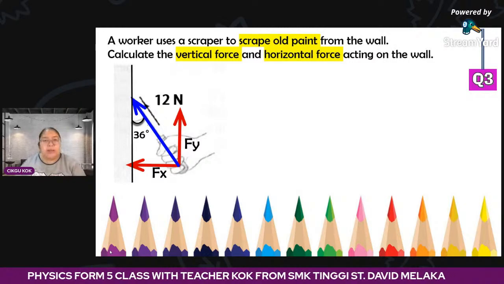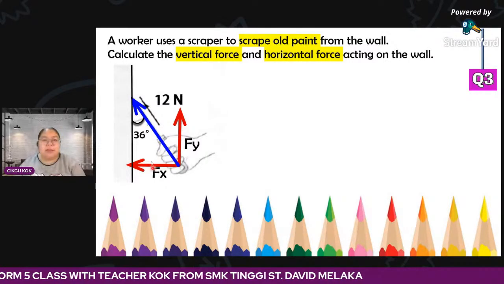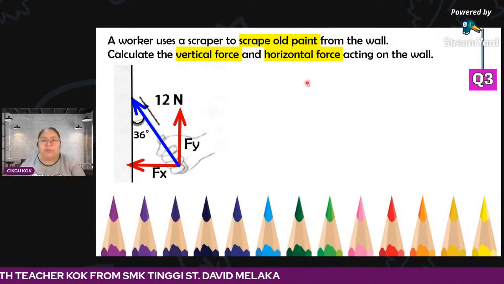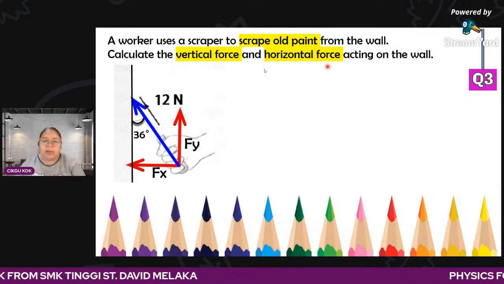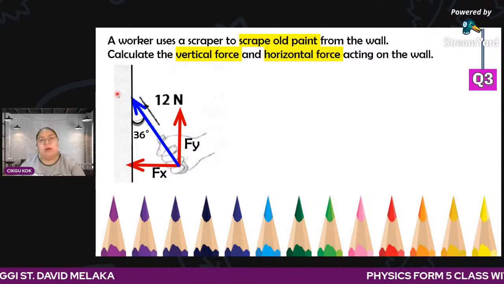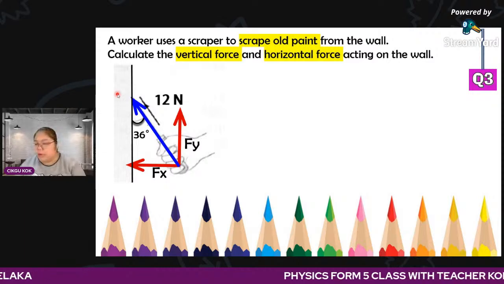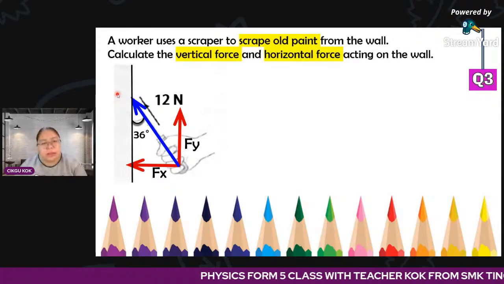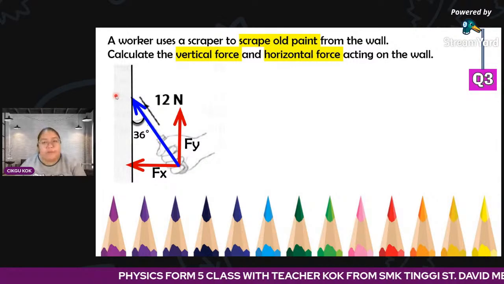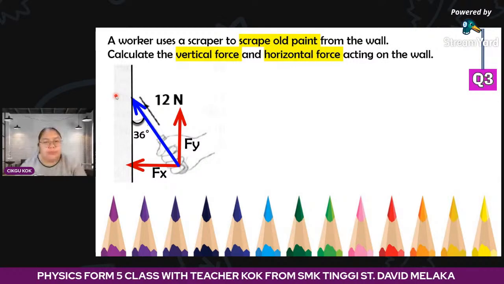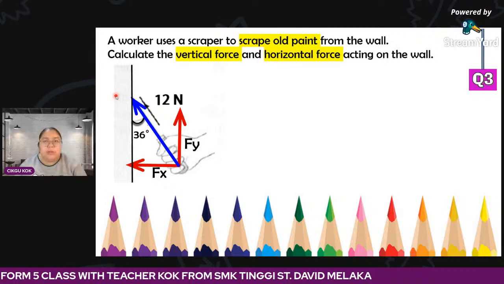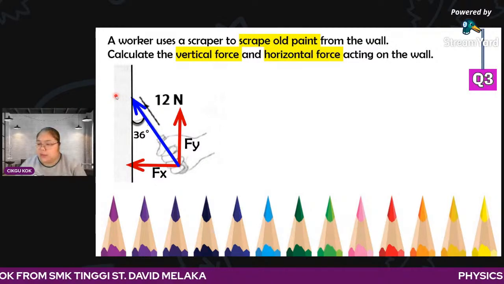Again, straightforward. Give me the answer. What is the vertical force and what is the horizontal force acting on the wall? You can type the two answers, Fy and also Fx. We see which one is first. First come, first served.